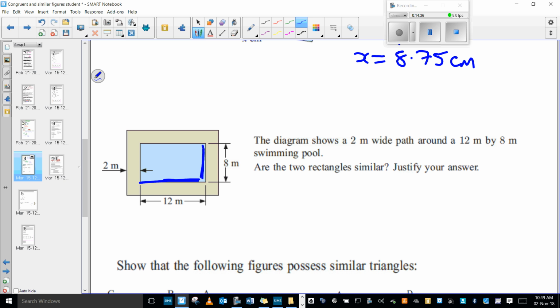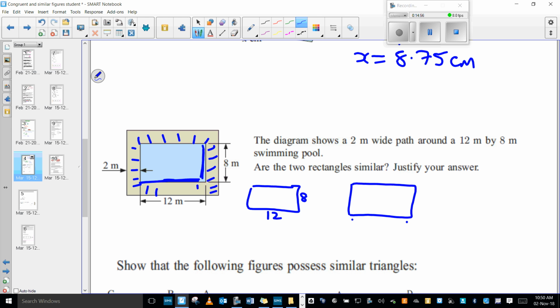let's draw our two rectangles. So this is 12 and 8. Our bigger rectangle would be what measurement along the bottom? 16. Yes, be careful. Remember the path is 2 meters wide all the way round. So all of these are 2 meters, which means that you're going to have 2 here and here, which makes it 16. And then this measurement here would be 12.